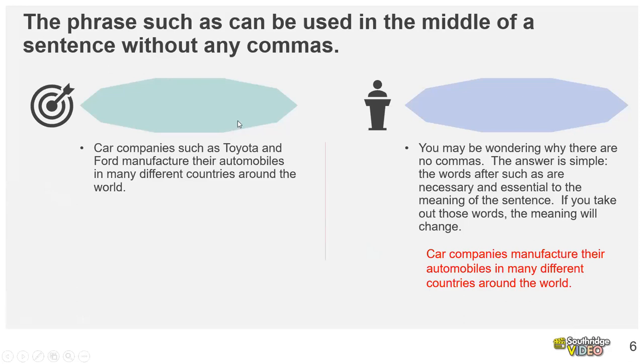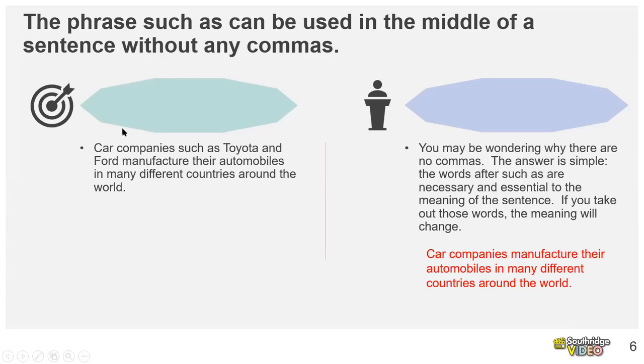So this one, the words Toyota and Ford are very important, very essential. Ini sangat dibutuhkan di kalimat ini. Karena dia dibutuhkan, maka dia di sini tidak membutuhkan koma. Car companies such as Toyota and Ford manufacture their automobiles in many different countries around the world. Nah, biasanya itu diikuti oleh kata kerja, manufacture. So that's why it does not need a comma.